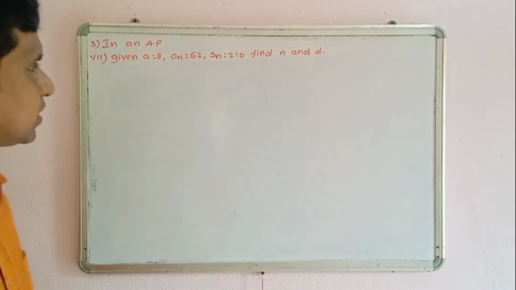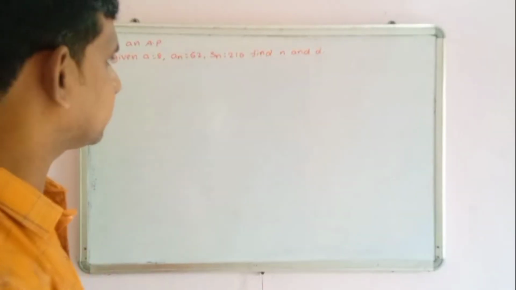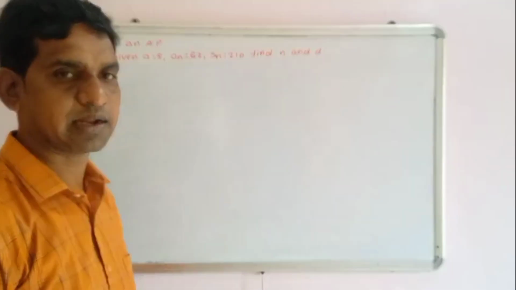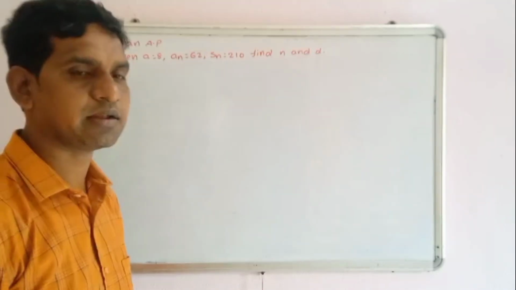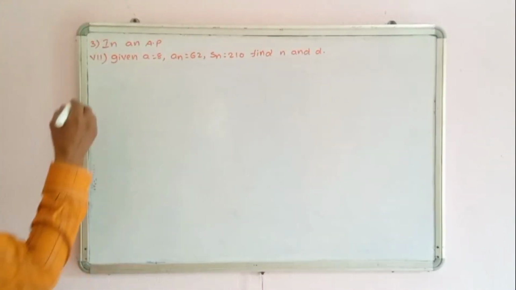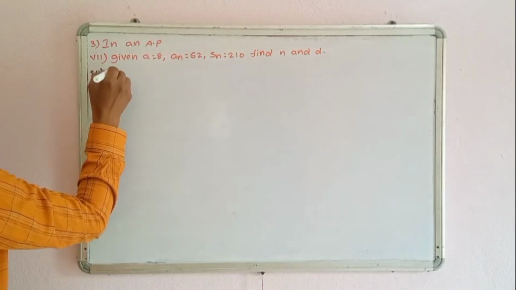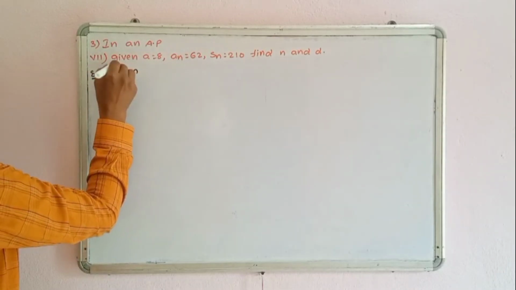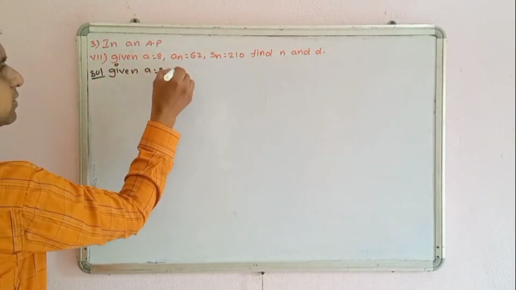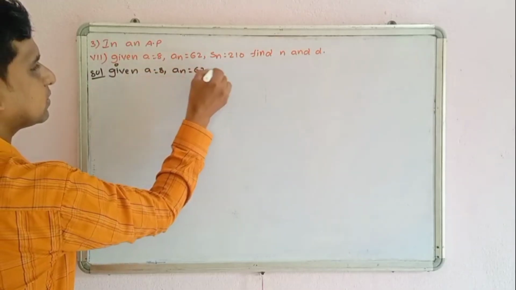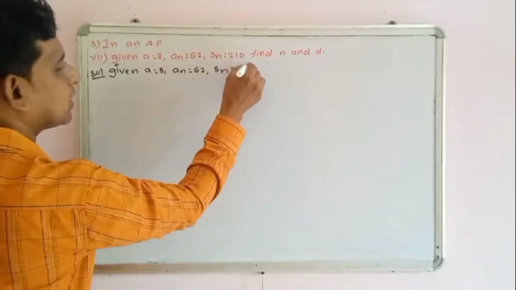Problem 7. Given a equals to 8 and an equals to 62, Sn equals to 210. Find n and d. See the solution. Given a equals to 8, an equals to 62, and Sn equals to 210.